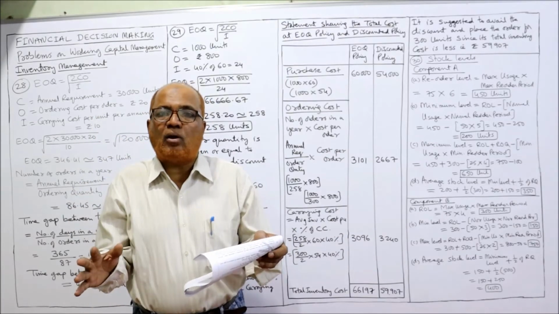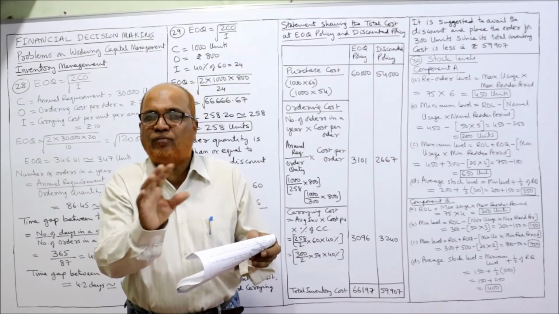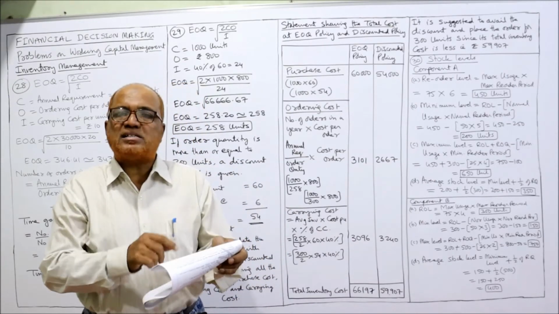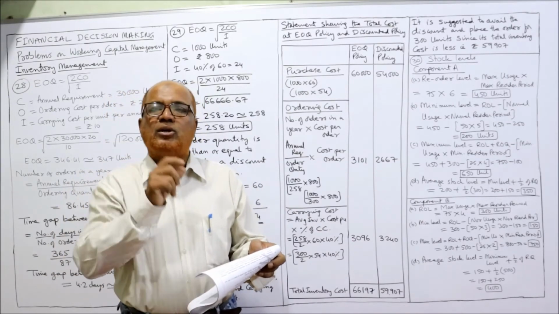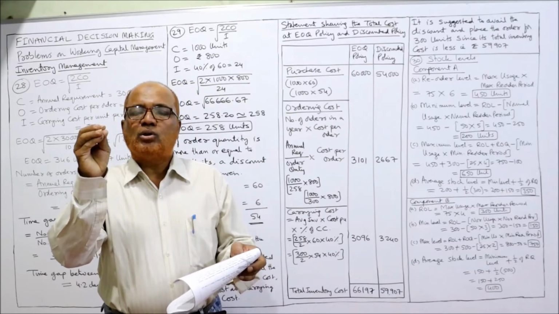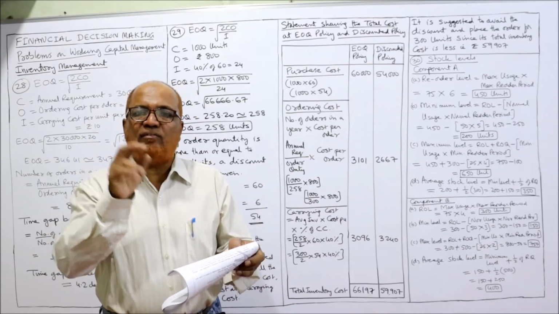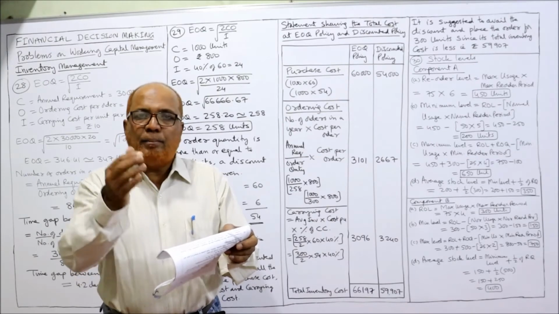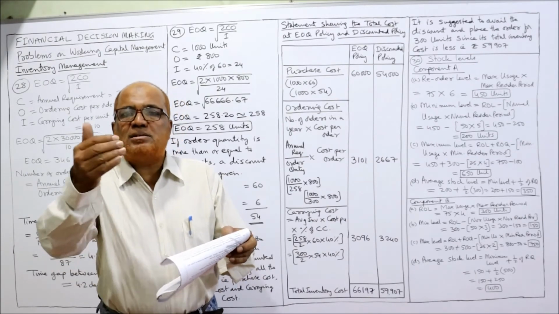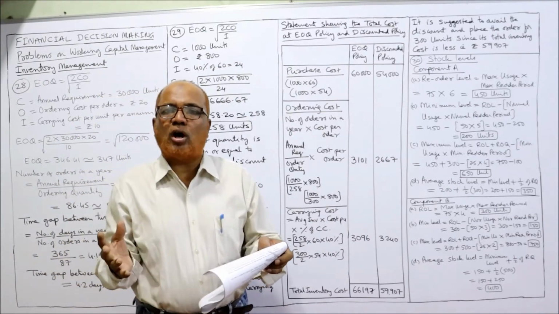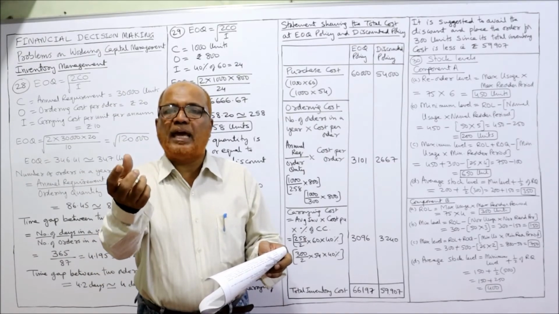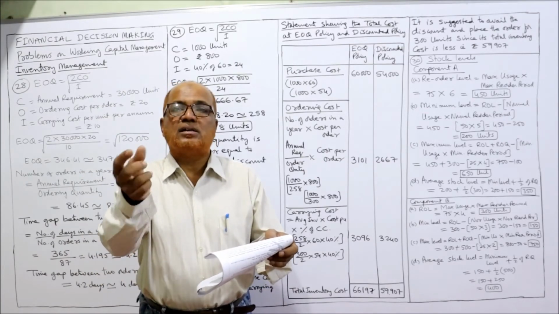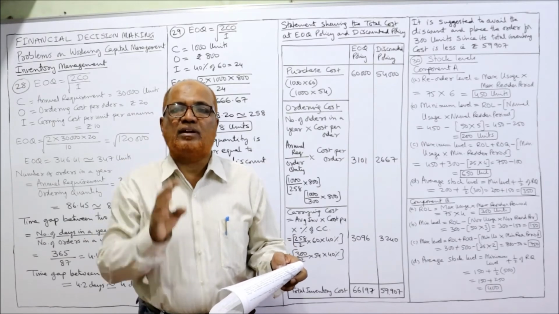The normal reorder period is 5 weeks, in between 4 and 6. So 4 plus 6, 10 divided by 2, 5. The normal reorder period is 5 weeks for A. For B, minimum 2 weeks, maximum 4 weeks. So what is the normal? 2 plus 4, 6 divided by 2 is 3 weeks.